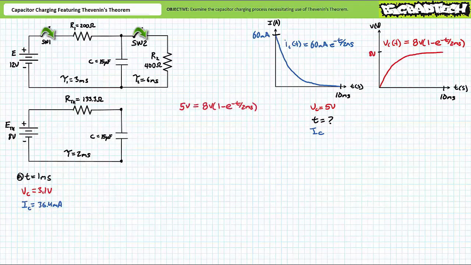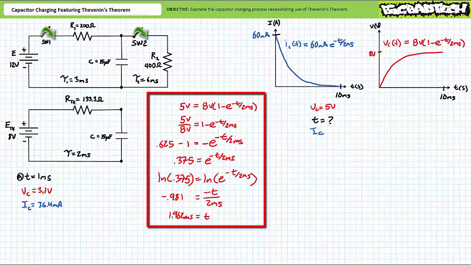Our second example is asking us to determine the time the capacitor will have been charged up to 5 volts. 5 volts equals 8 volts times 1 minus e to the negative t over 2 milliseconds. What time value satisfies this condition? Most likely it'll be later than 1 millisecond because we just demonstrated that at 1 millisecond the capacitor will have been charged up to only 3.1 volts. Algebraic manipulation yields a time value of roughly 2 milliseconds. If you want to go out 3 decimal places, you're looking at 1.962 milliseconds, just shy of one time constant.